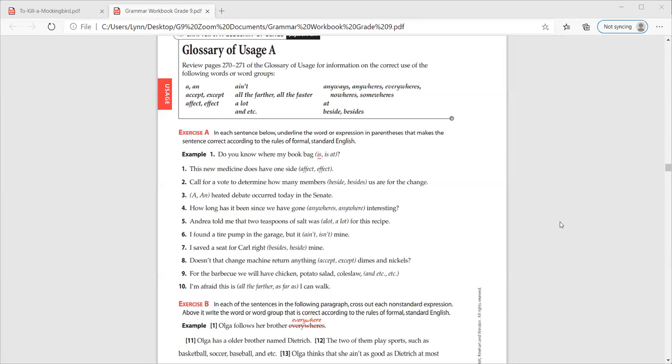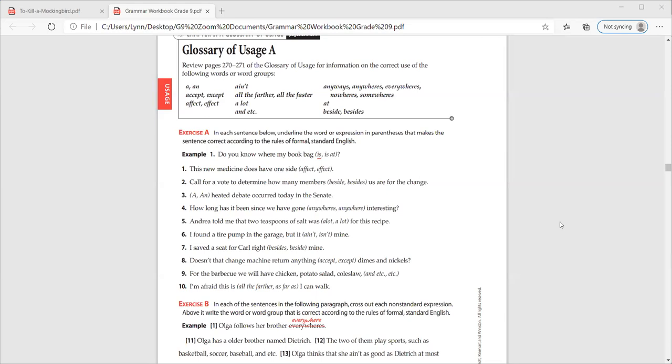Feel good and feel well mean different things. Feel good means to be happy or pleased. Feel well simply means to feel healthy, okay? Examples, compliments make you feel good. Do dogs and cats really eat grass when they don't feel well?